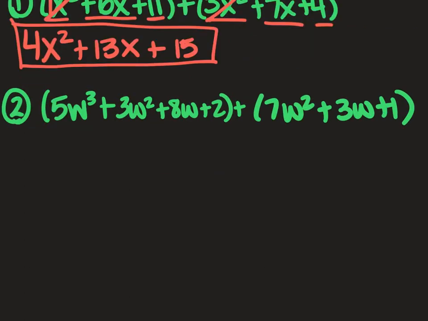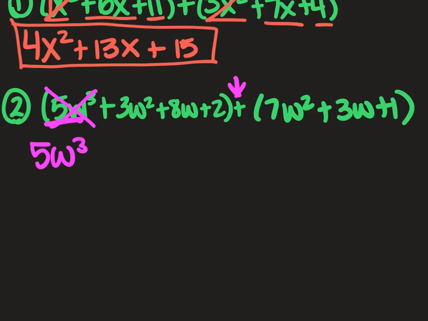For our second example, again, we're adding these two polynomials together. So what I'm going to do is start with my highest degree in either polynomial and start looking there. On the left, I have a 5w to the third. As I look to my second polynomial that I'm adding, I don't have one there. So I'm simply going to rewrite 5w to the third. I like to cross things out when I use them. I find it helpful. All right, so that was to the third.